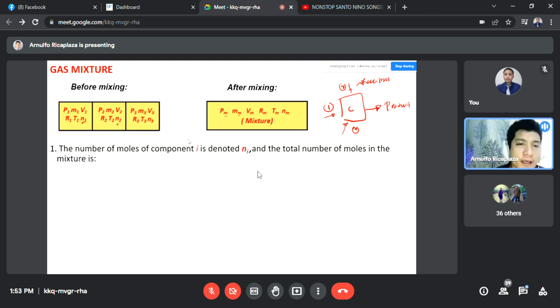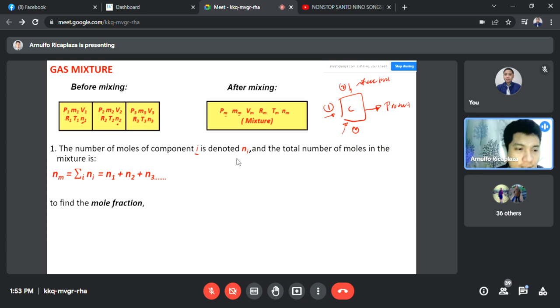So let's start with the number of moles. The number of moles of the component i is denoted as Ni. Meaning to say, Ni, guys, is either mole 1, mole 2, mole 3, mole 4. The i is just a designation. To have the total number of moles of the mixture, it is basically the summation of the moles of the gases you mixed. So that is N1 plus N2 plus N3 and so on and so forth.